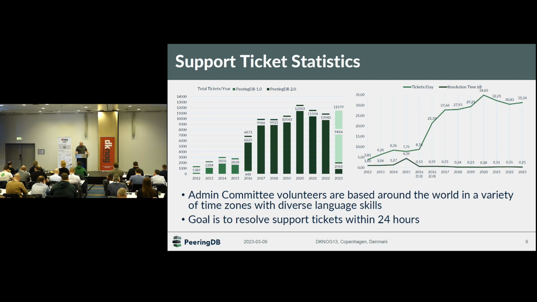So this is what PeeringDB does. Meanwhile, the admin committee have to work on an average of 30 tickets per day, and you see the steep increase in 2016. In 2016 was when the association was founded, and when we also moved the website to a new version. So since then, we have a steep uptake, and more than ever before, PeeringDB is really crucial for our interconnection industry.